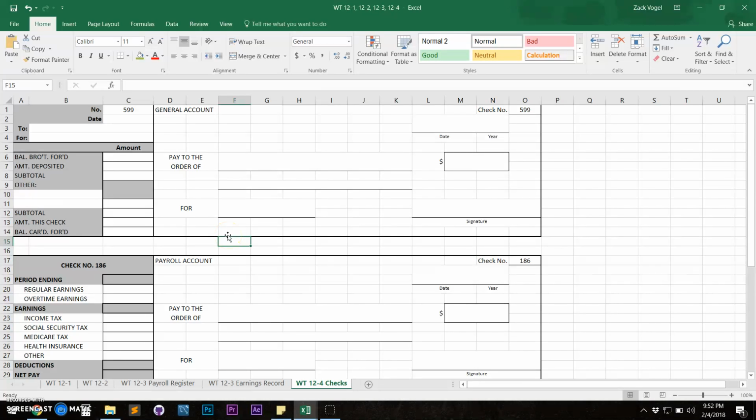Alright, so here we go. Section 4 is our last section we're learning about in this chapter. So if you see here, we're going to write some payroll checks. So we figured out how much money we owe the people, and now we're actually going to write some checks to the people. So there's two types of checks we're going to write.